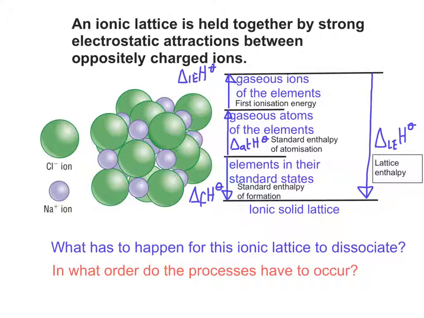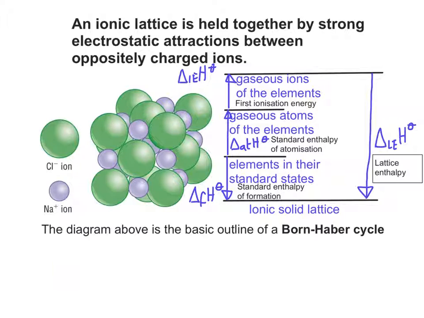So to get from the gaseous ions of the elements back to the ionic solid lattice is the lattice enthalpy, and it's an exothermic process. So the diagram above is a basic outline we use for a Born-Haber cycle. Before we go any further, let's have a look at what some of these processes actually mean.